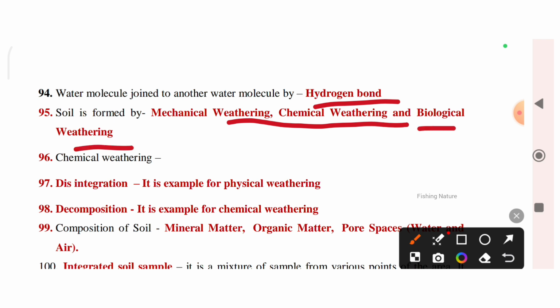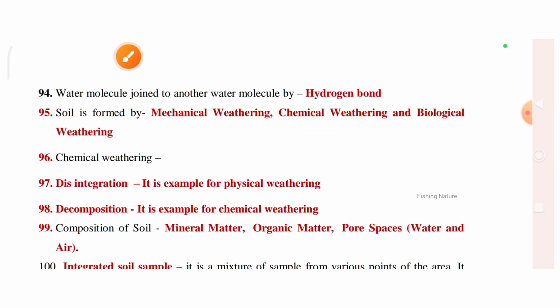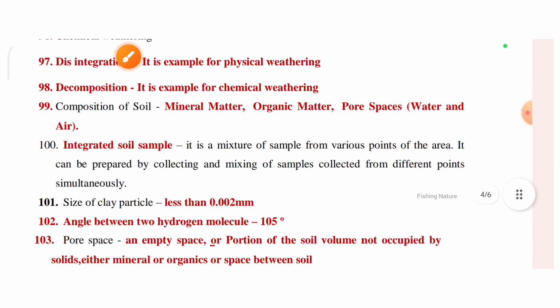Or biological weathering. Weathering means what? Weathering means the breakdown of rocks, and through this the soil produces phosphorus, sulfur, etc. Disintegration is an example of physical weathering. Decomposition is an example of chemical weathering.